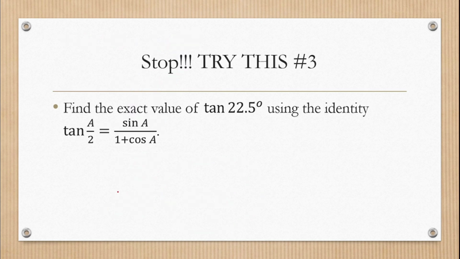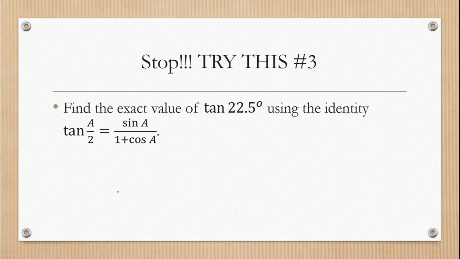Okay, so stop, try this at home. Find the exact value of tangent 22 degrees and 5 minutes, using the identity tangent A over 2 is equal to sine A over 1 plus cos A.